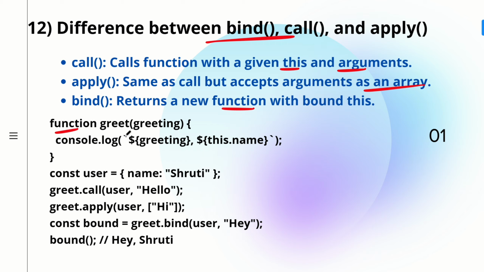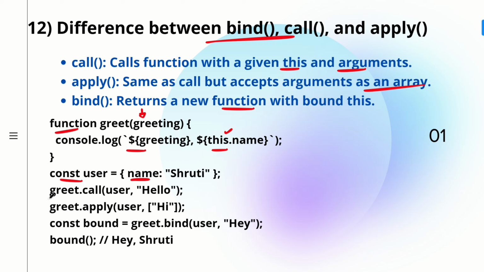So we have one function, greet, and you are expecting something called greeting, and then you are doing console.log of greeting. So whatever the argument is, hello, hi, bye, whatever, that greeting will be passed. And then whatever the context is, that is your object, so this.name. In that object you would have the name, so that name you are basically printing here, like hello Shruti. So this is our object which we will use to understand bind, call and apply. It is const user, and it has a variable called name, that is Shruti.